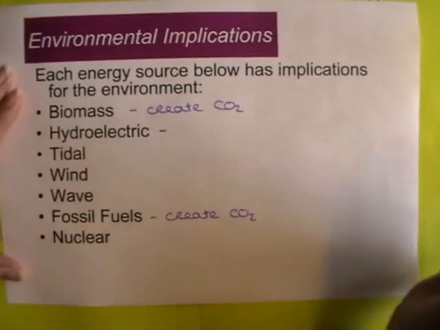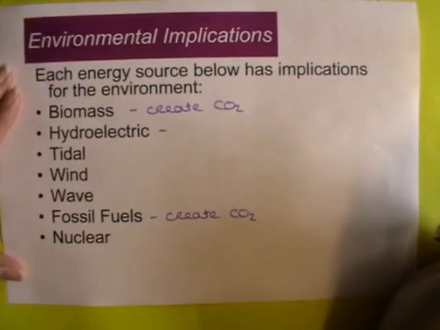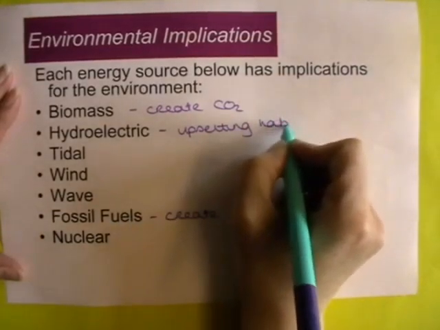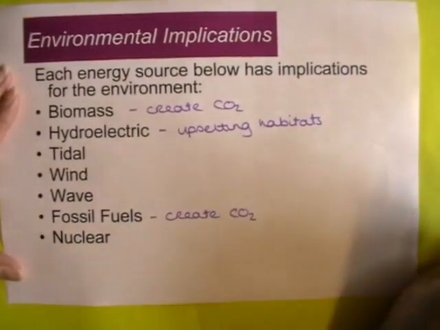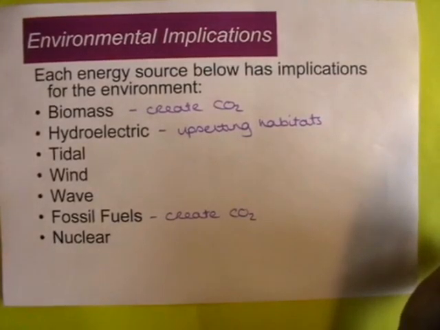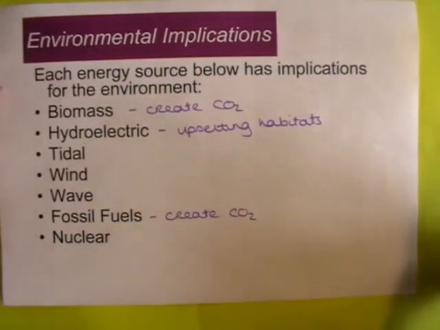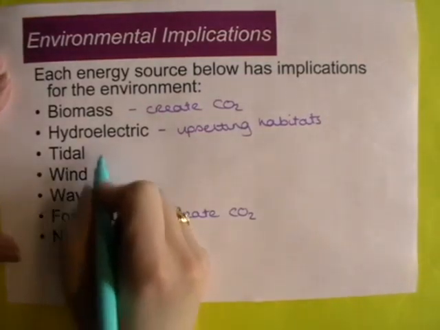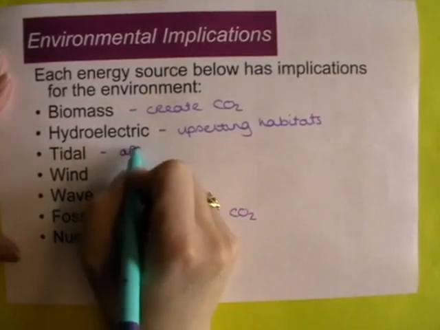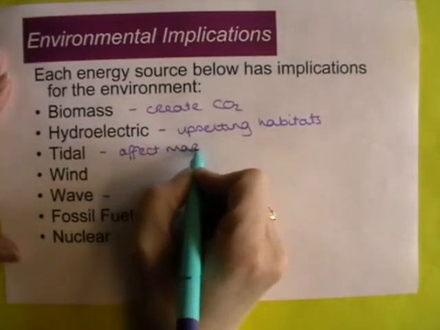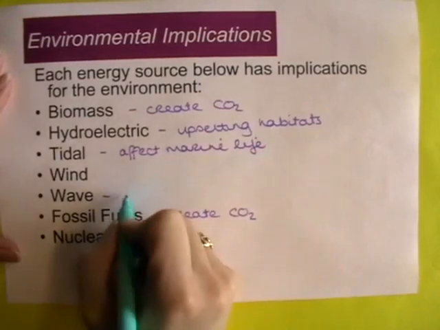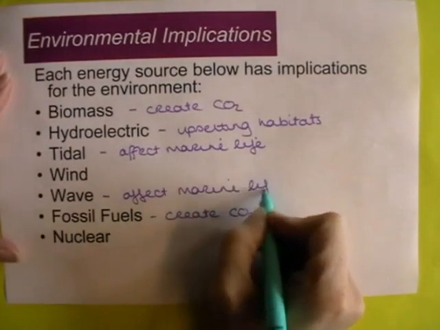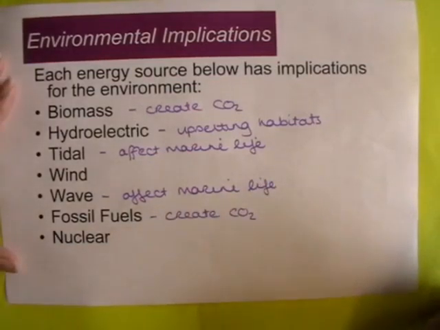Hydroelectric. For hydroelectric, we are damming up rivers, so we're upsetting the natural habitat. Some valleys have to be flooded in the creation of these dams to generate the hydroelectricity, therefore it upsets the natural habitats in the area. The tidal and the wave can affect marine life. So both of these can affect marine life and can upset the balance of the marine life within the water.